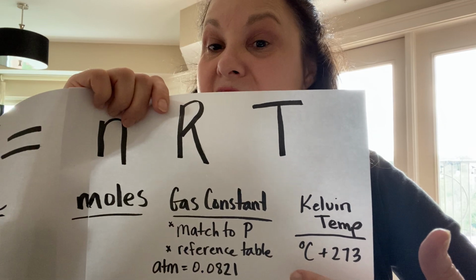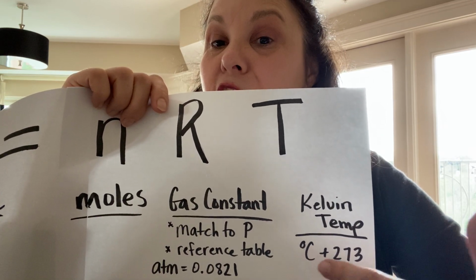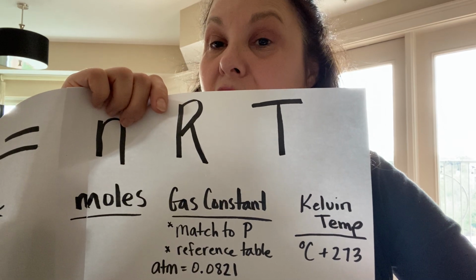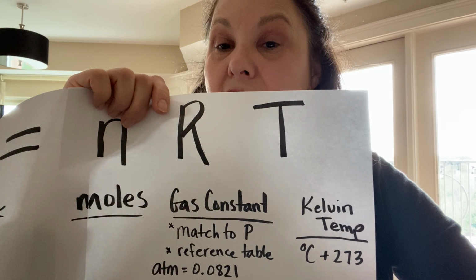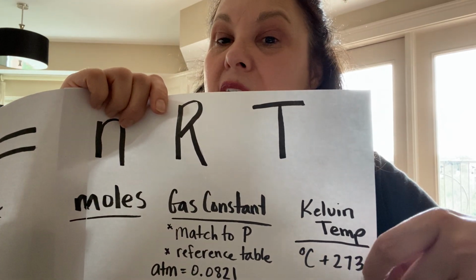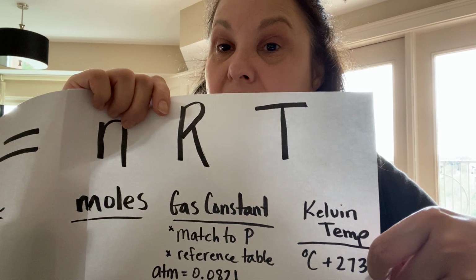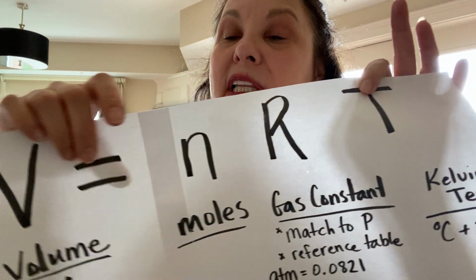So if something is 10 degrees Celsius, to change it into Kelvin, you would add 273, so it would be 283 Kelvin. If something is negative 10 degrees Celsius, then it would be 263 Kelvin. So that's how we put everything in place.